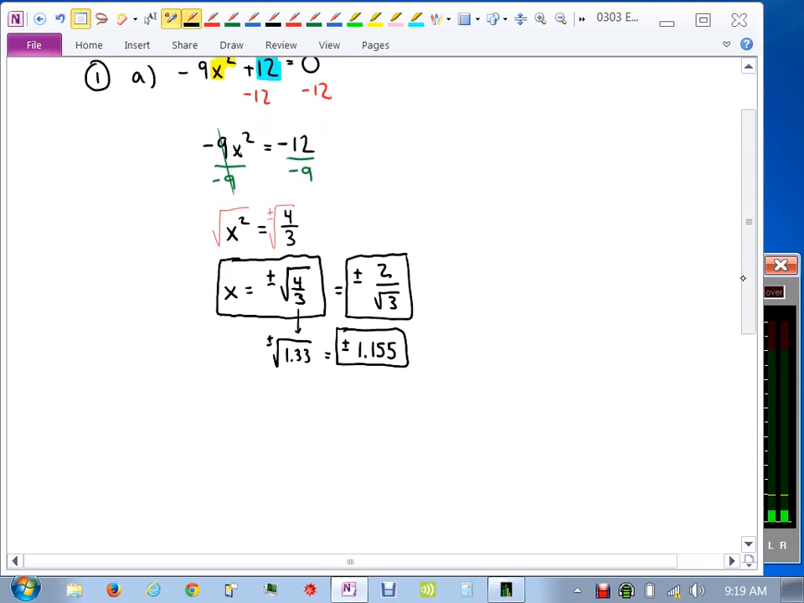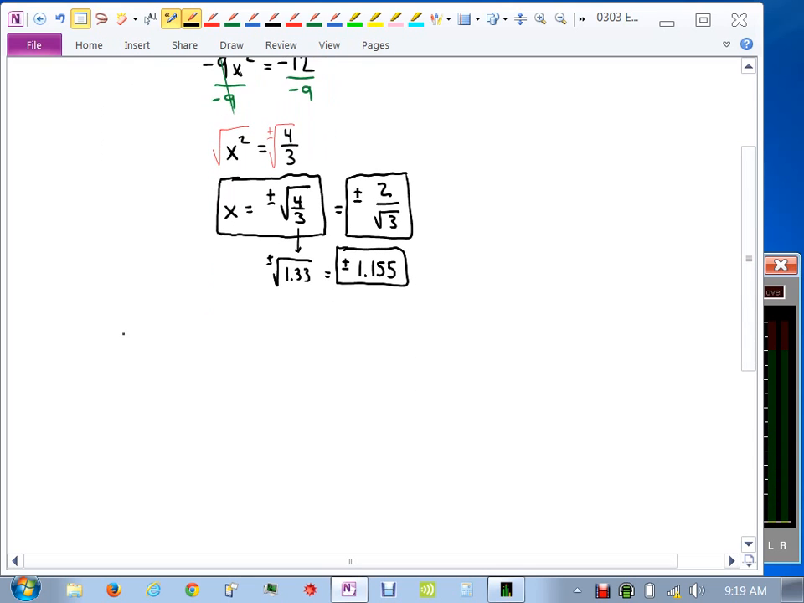Okay, let's move on to part B. So for part B, you have 5 minus 15x squared equals 0. Again, we have an x squared here. We have a number by itself. We do not have an x term at all. We have an x squared, but we don't have x by itself. So same technique. I want to get the x squared isolated.